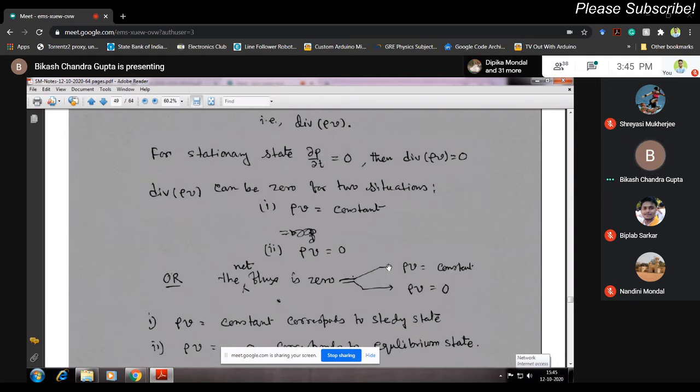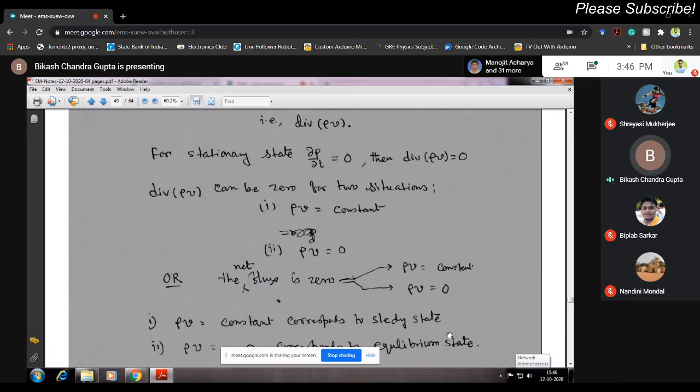What is steady state? The amount you put in, the amount you take out, that corresponds to a steady state situation. Under the stationary state, this is a steady state situation. But another situation where rho v is zero means nothing is getting in and nothing is getting out, and that corresponds to an equilibrium state. So under the stationary state, there are two things: one could be steady state and another could be equilibrium state.